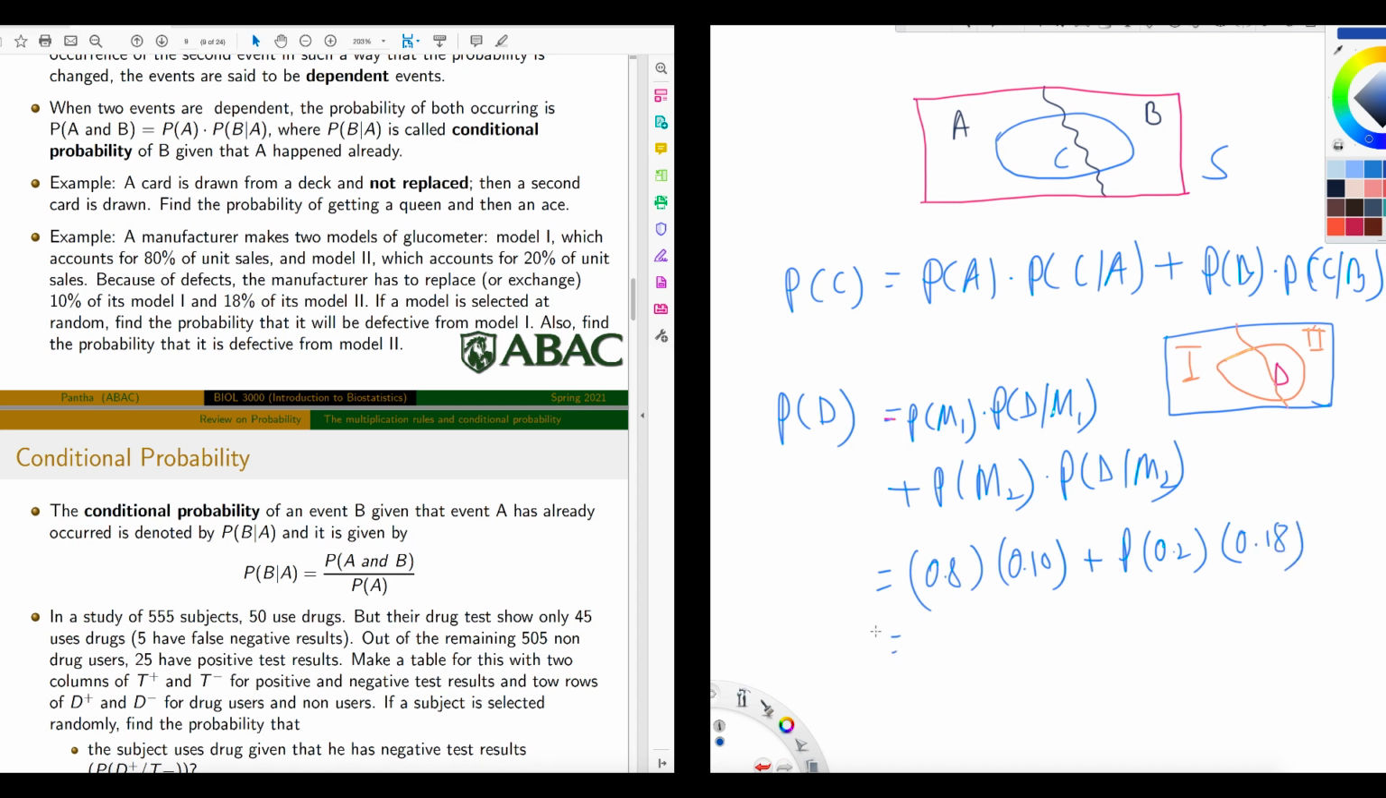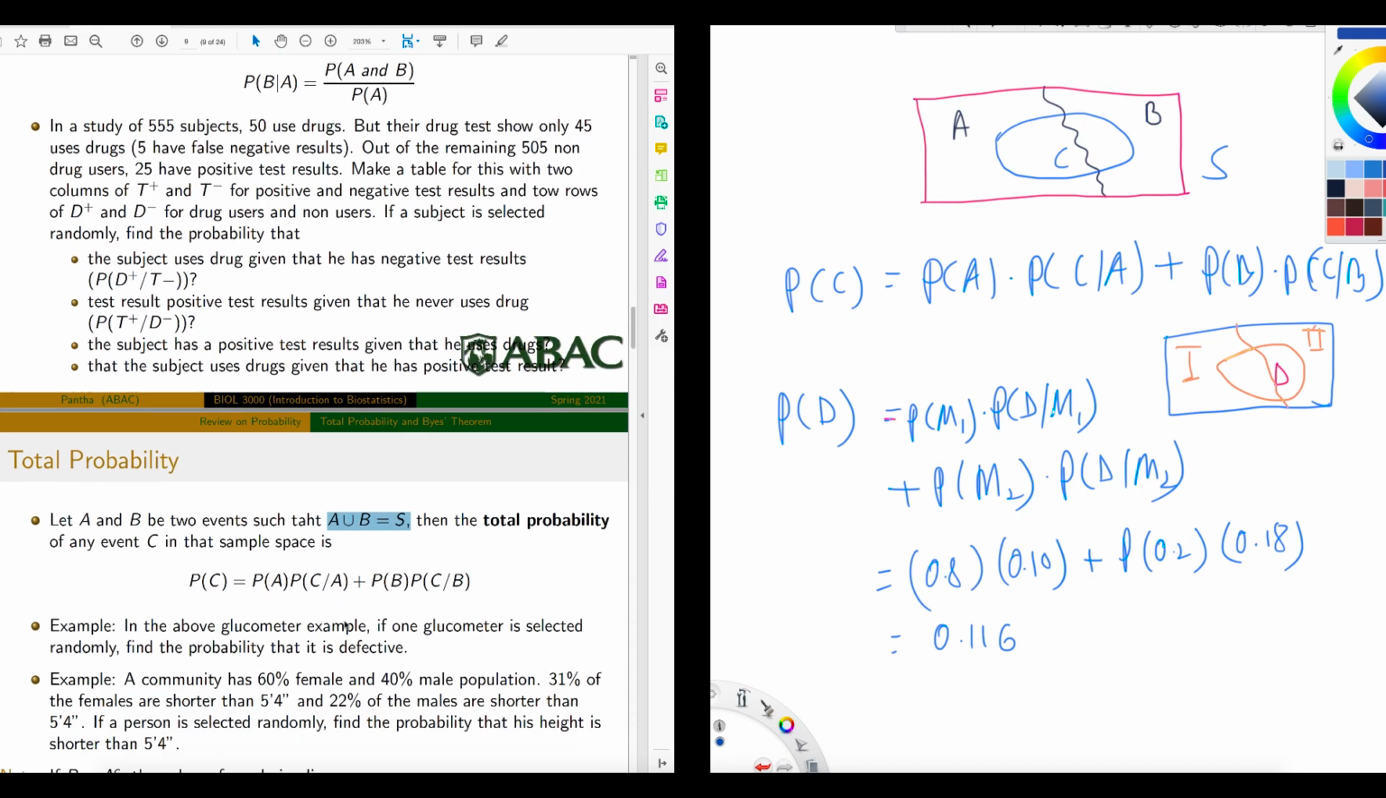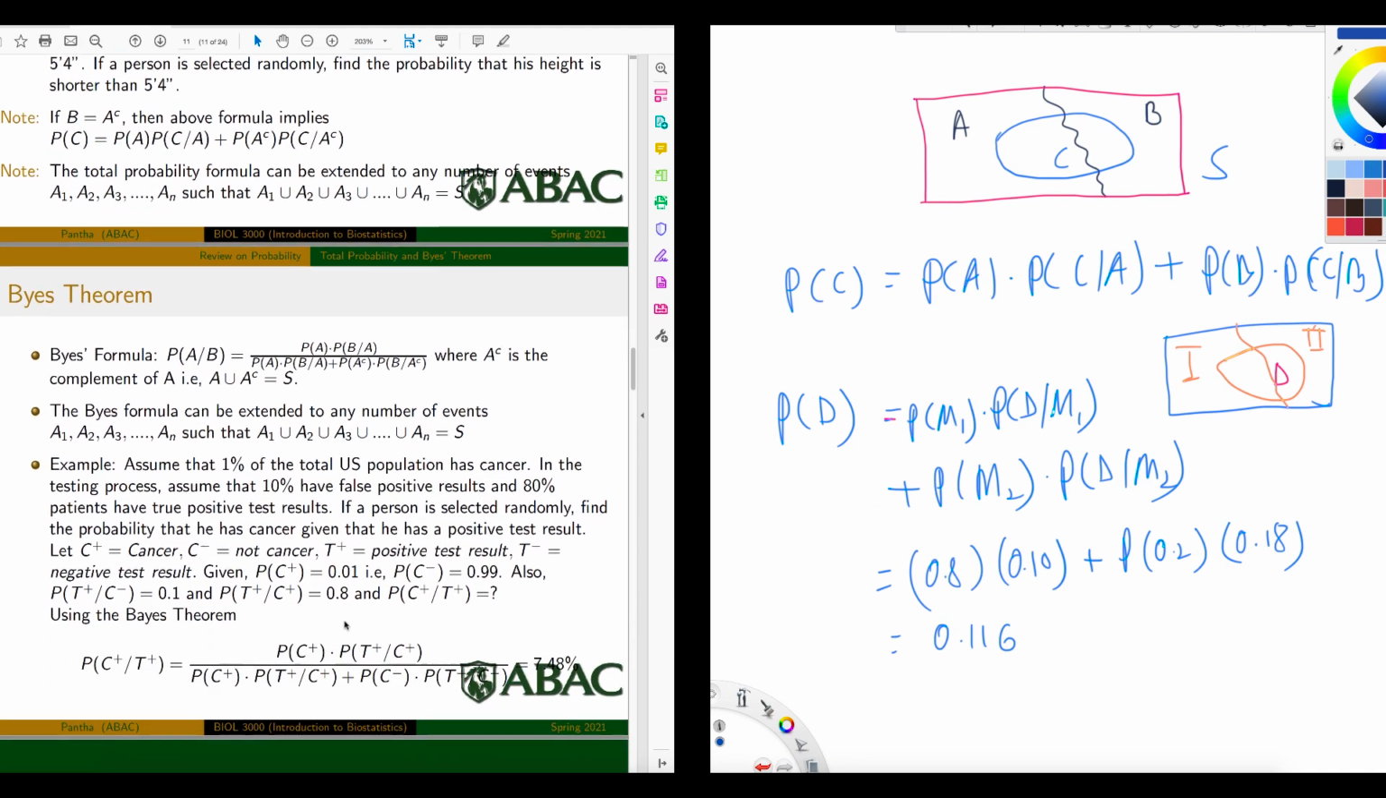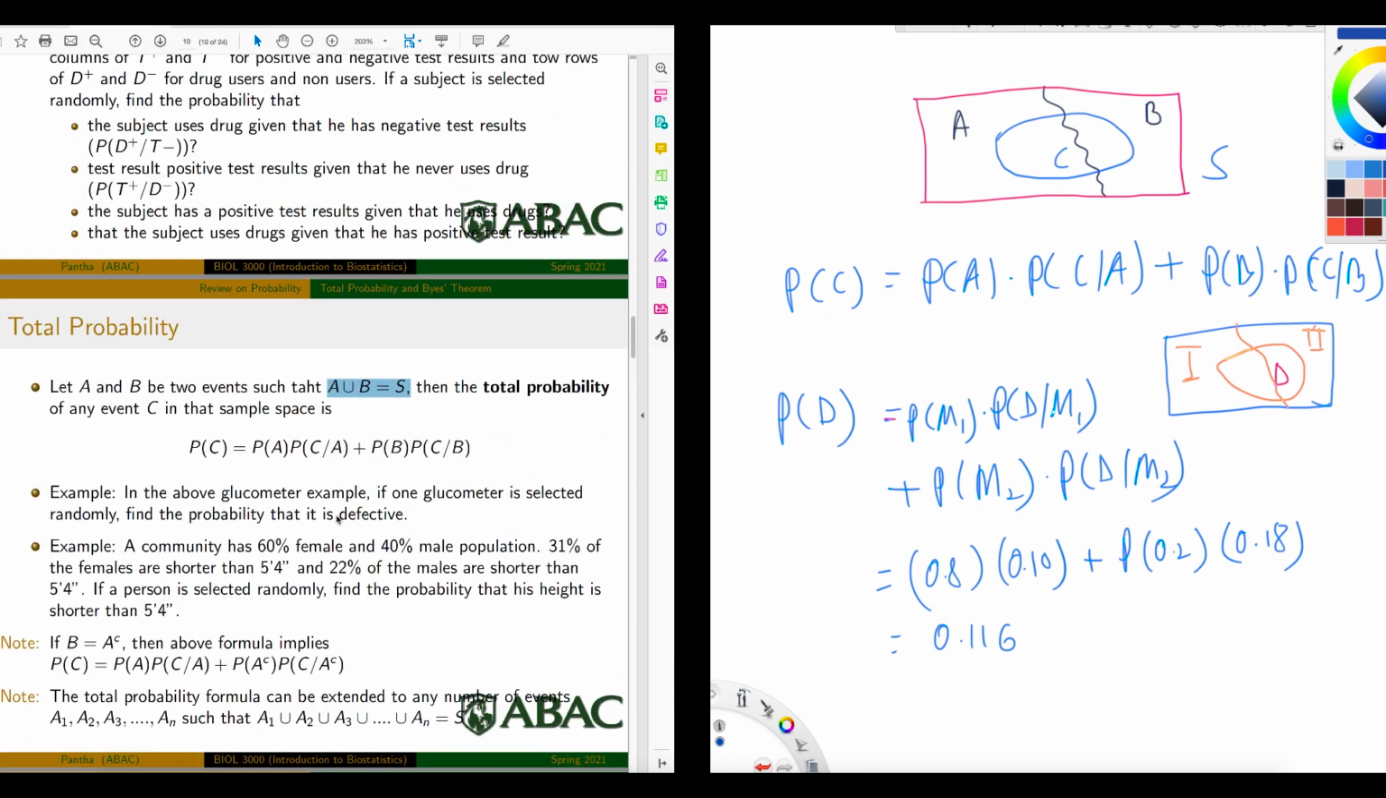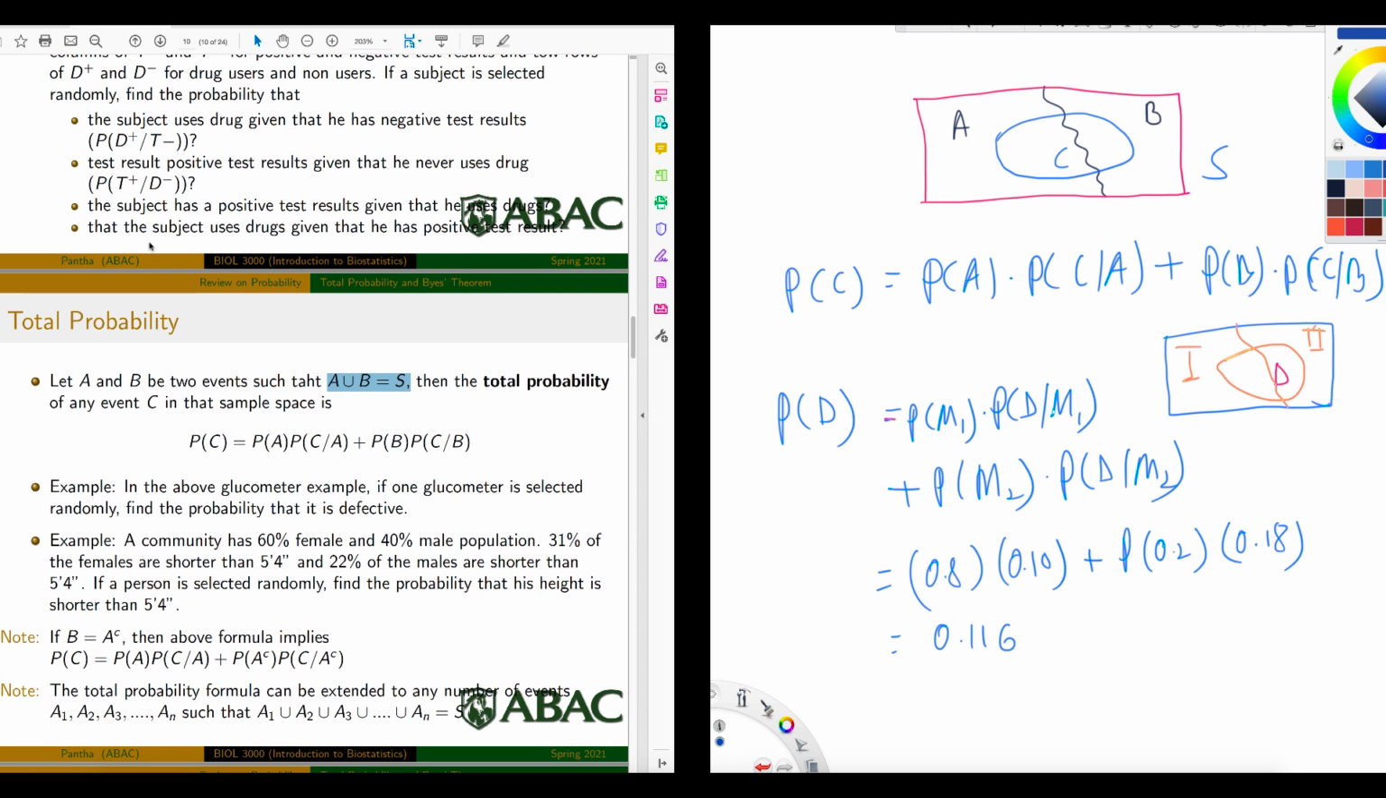Now you use the calculator to find the total probability in this example. That is 0.8 times 0.1 plus 0.2 times 0.18. If you do that, you get 0.116. So if you pick a glucometer randomly, the probability that it is defective is 11.6%. That's the solution of this first example. Let us do another example, okay guys? Let me erase this and do the second example.